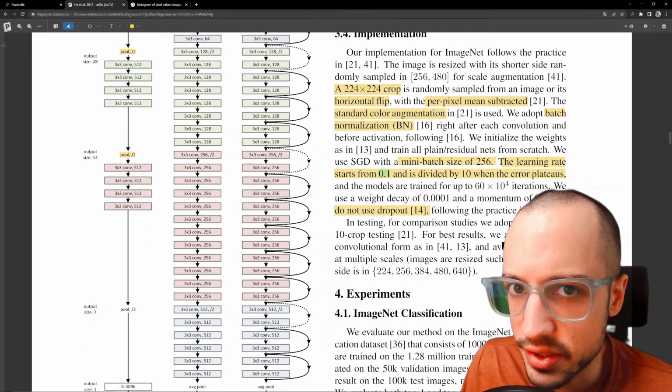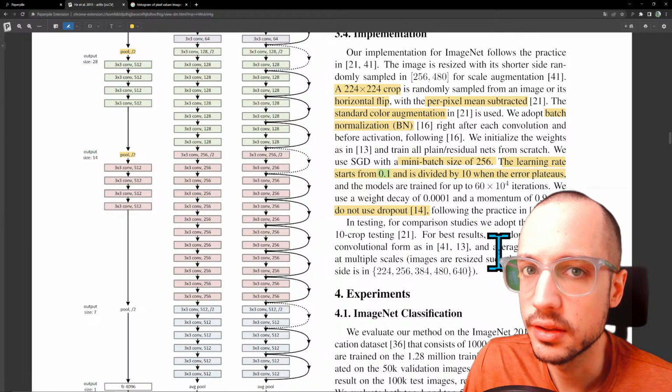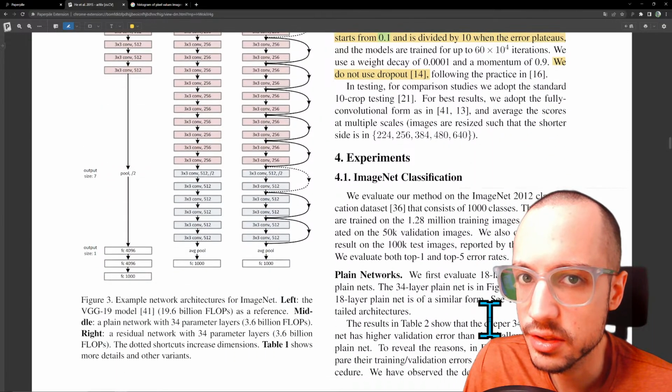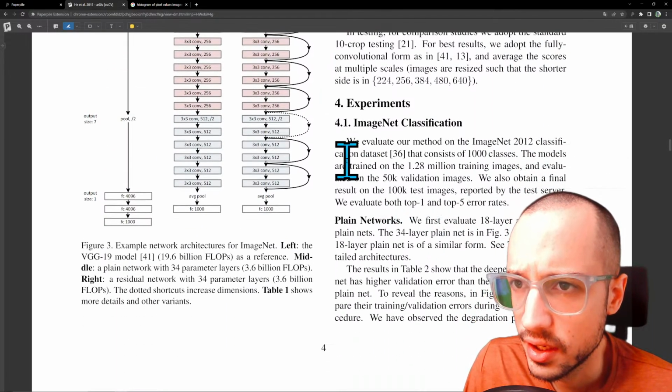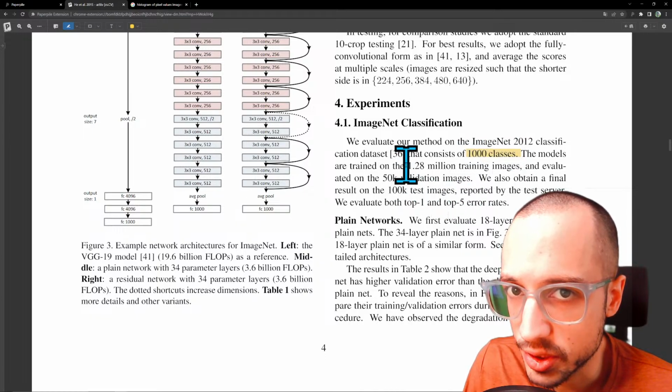In testing for comparison studies, we adopt the standard 10 crop testing, averaging scores at multiple scales. We evaluate our method on the ImageNet 2012 classification dataset that consists of 1,000 classes. The models are trained on 1.2 million training images and evaluated on the 50K validation images.